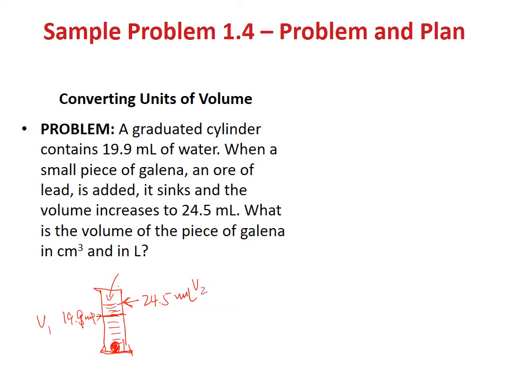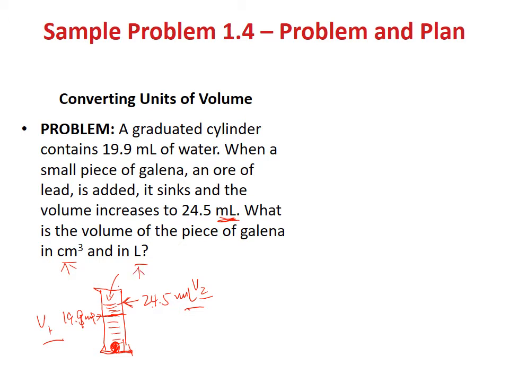this is V2. So these are known values. Note that the units are milliliter. What is the volume of the piece of galena in centimeter and liter? Okay, so the volume change from V1 to V2 is due to the stone, the galena. So the volume of galena must be V2 minus V1. So by using V2 minus V1, we get the volume, but the volume is in terms of milliliter, and so we need a conversion to go from milliliter to cubic centimeter and to liter.